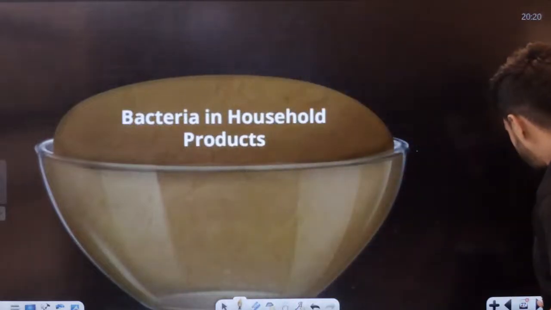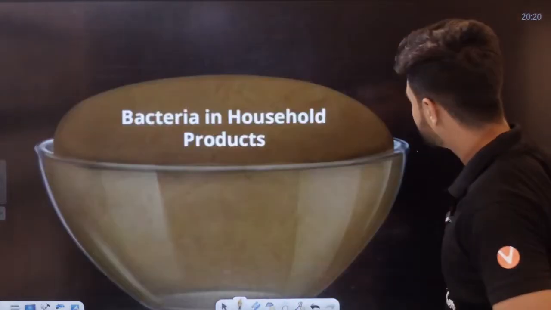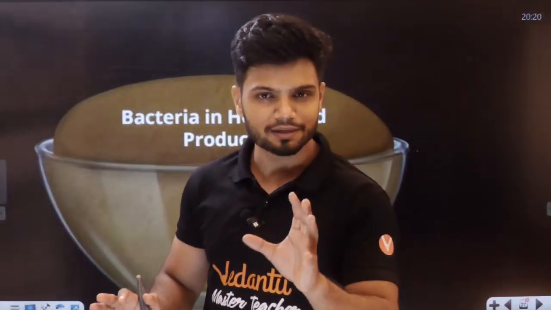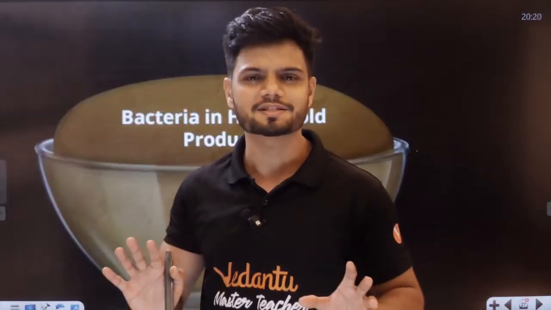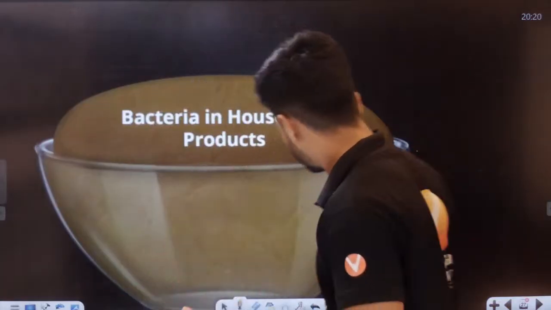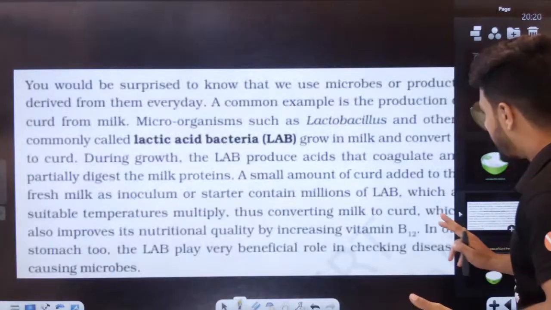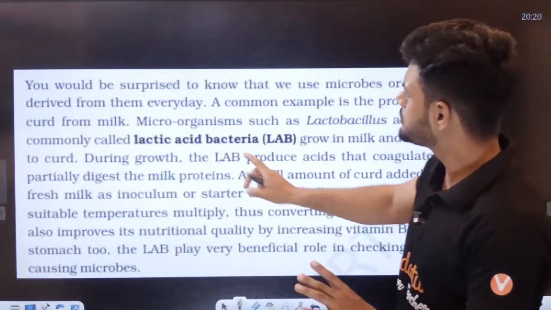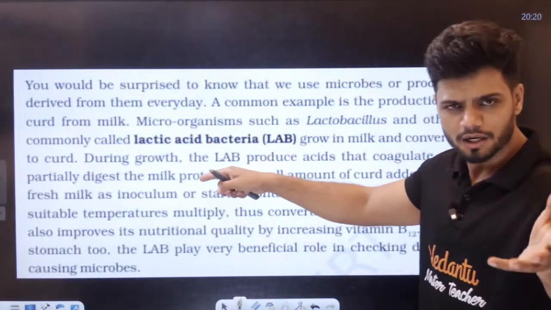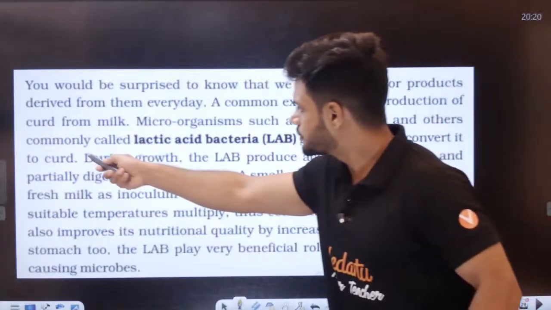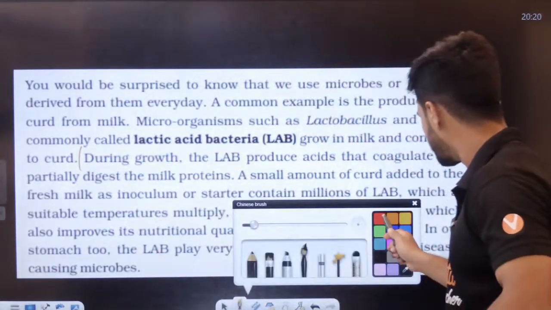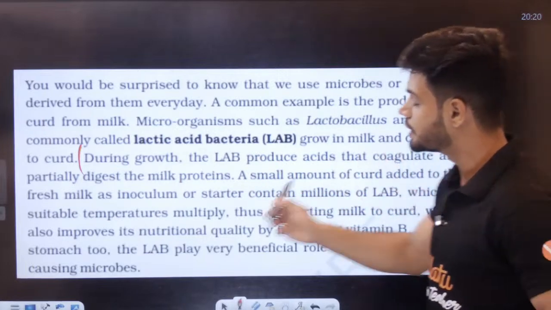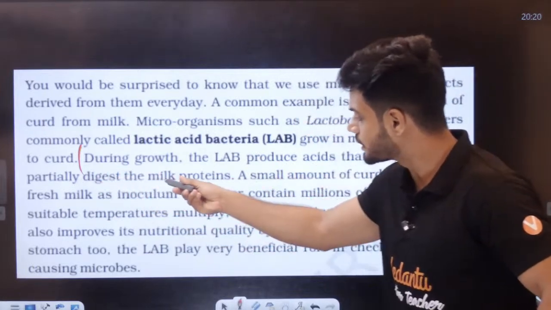Now, students, the first thing is curd making. Very interesting it is. I can just make you read the lines of NCERT. All of you know curd can be made by LAB. There's a line here: during the growth, LAB produces acids that coagulate and partially digest the milk protein.